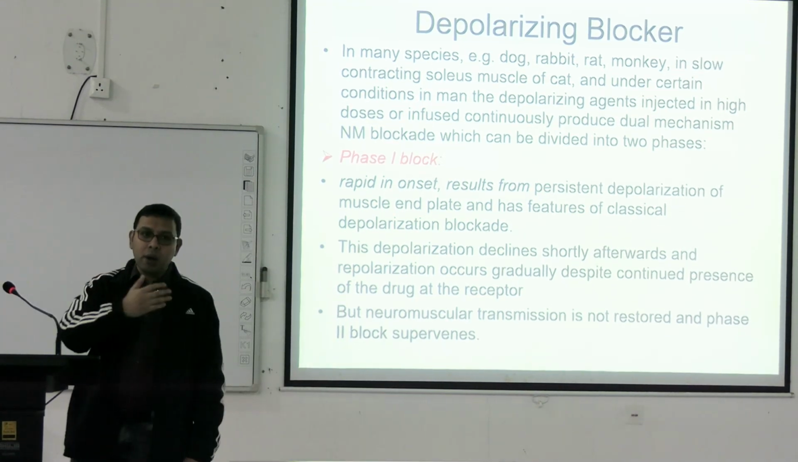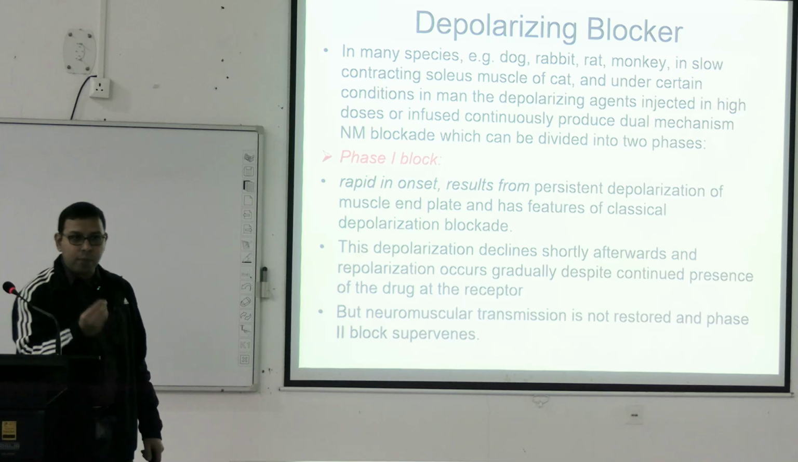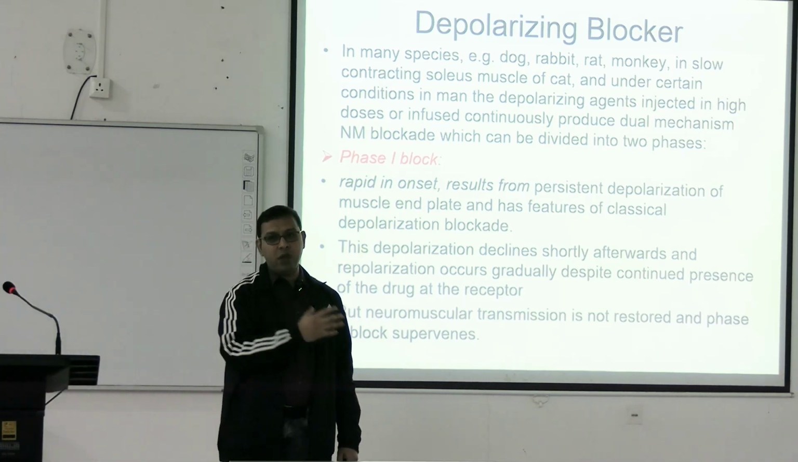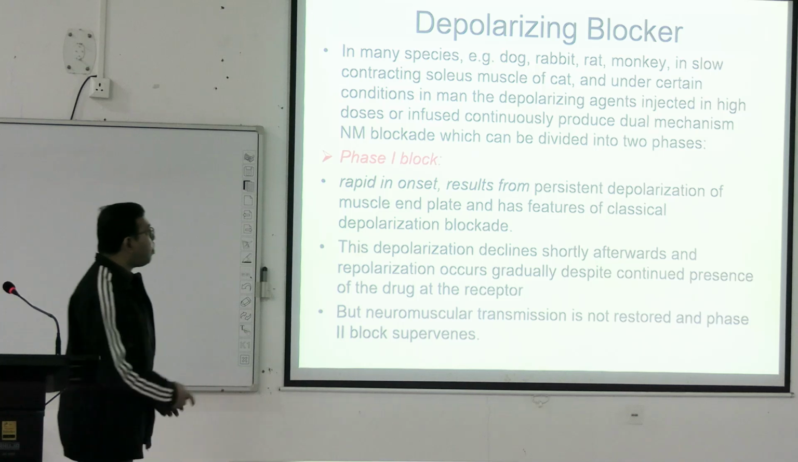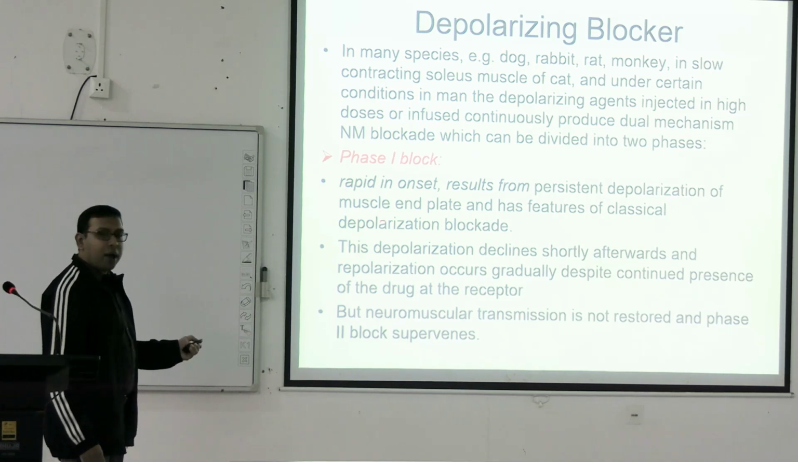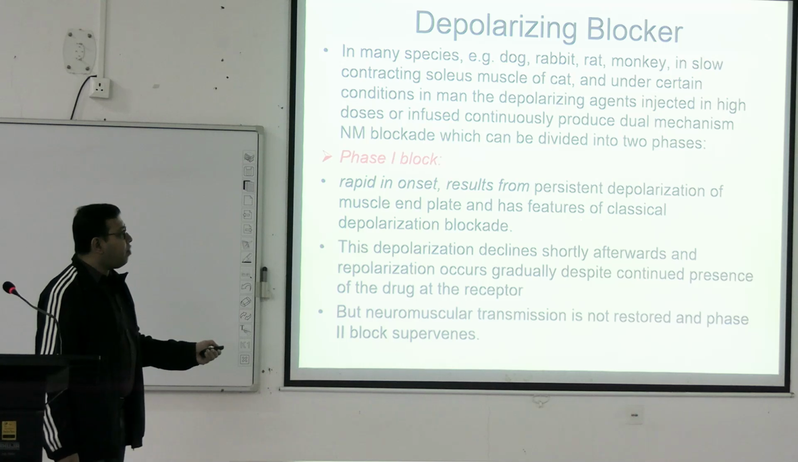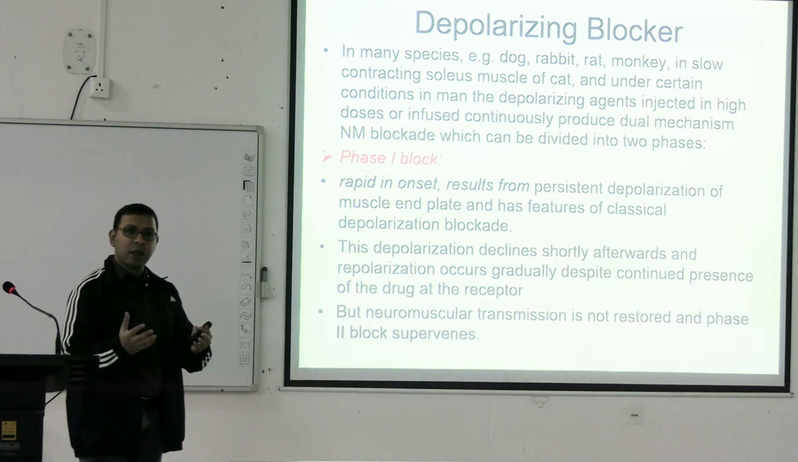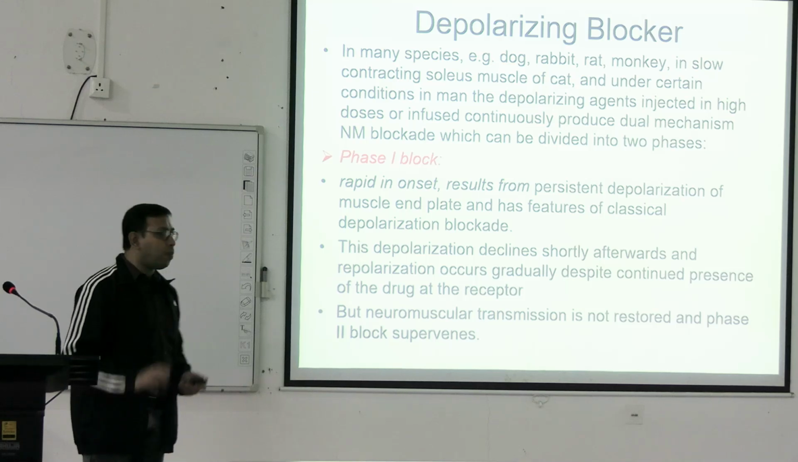Phase 1 block, which we have already discussed, is the classic depolarizing block, and phase 2 block is more like the competitive blockade, the previous ones. So phase 1 block is rapid in onset, results from persistent depolarization of the muscle end plate, and has features of the classic depolarization blockade. That is what we have discussed now. This is the phase 1 block.